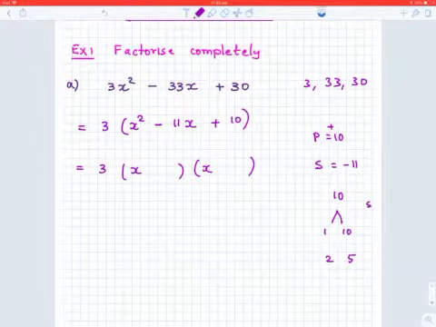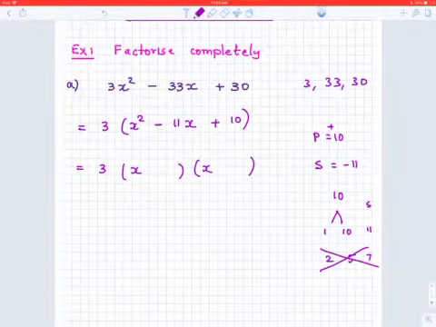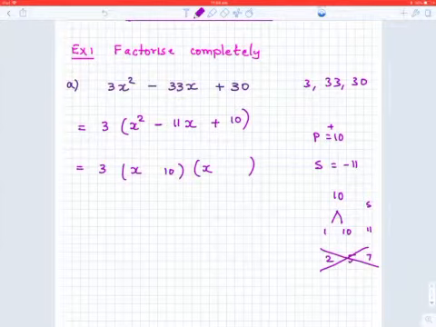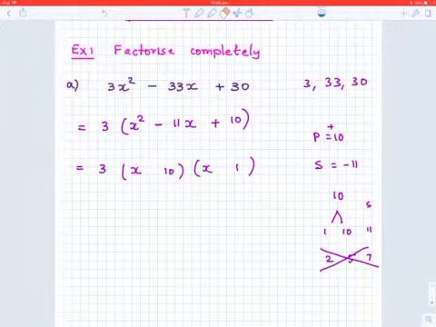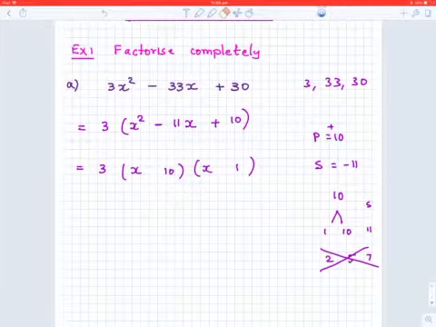So I'm writing factors of 10. When I do the sum, this gives you 11, this gives you 7. We don't care about this. So the sum is 11. Okay, so definitely the numbers are going to be 10 and 1 first. Then we have to decide the sign. Because the sum is negative 11, we know minus 10 and minus 1.